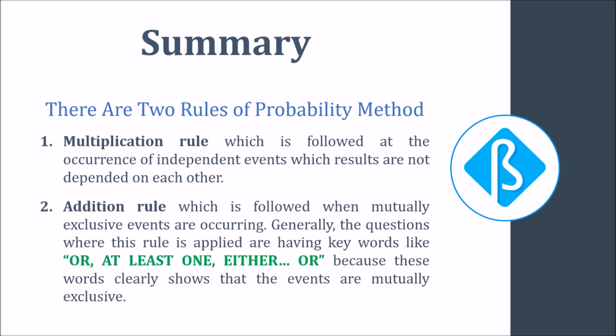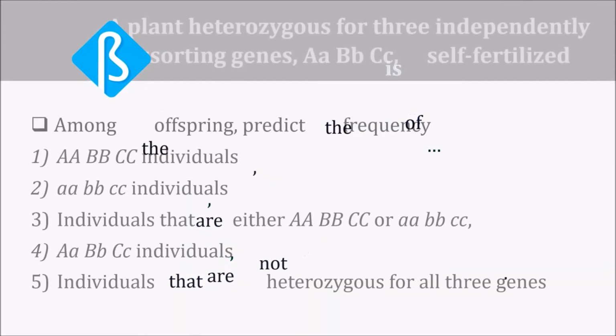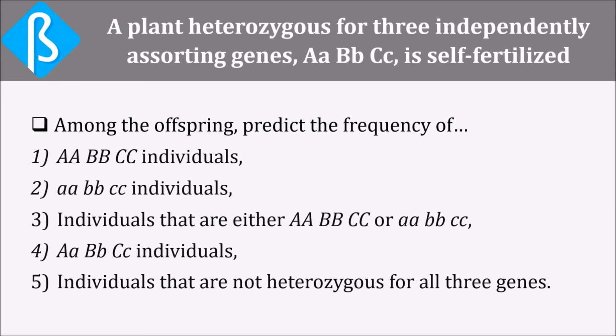So, are you ready for the bonus question? Here it is. A plant heterozygous for 3 independently assorting genes is self-fertilized. Among the offspring, predict the frequency of homozygous dominant individuals, homozygous recessive individuals, individuals that are either homozygous dominant or recessive, the heterozygous individuals, and individuals that are not heterozygous for all 3 genes.